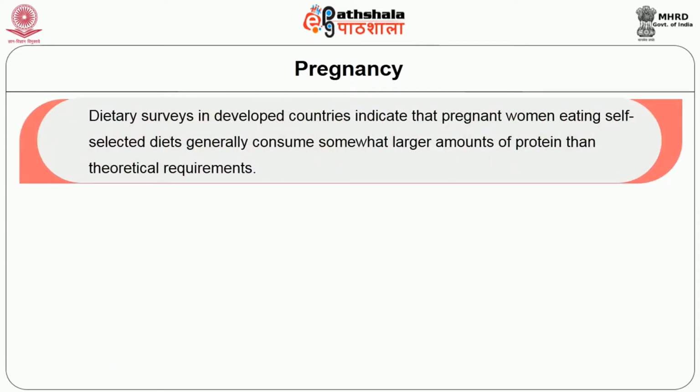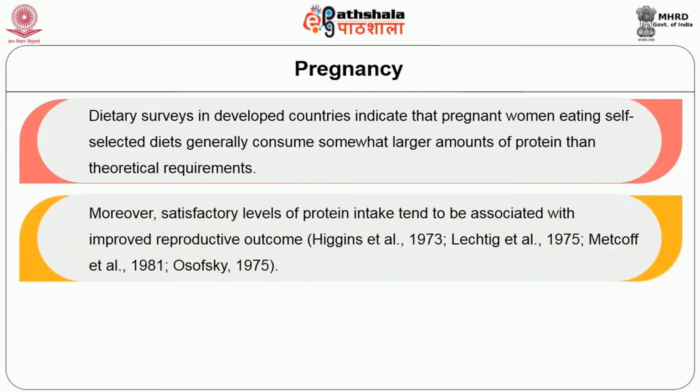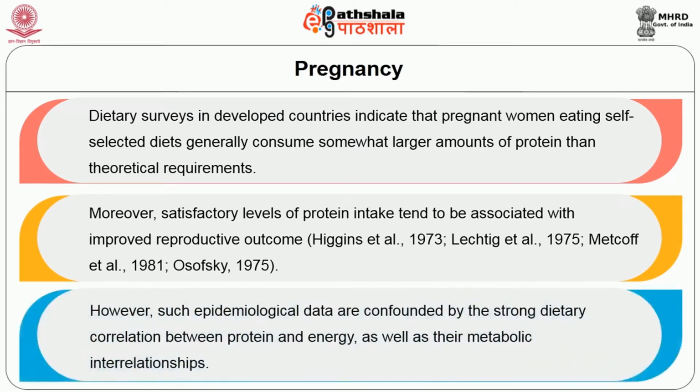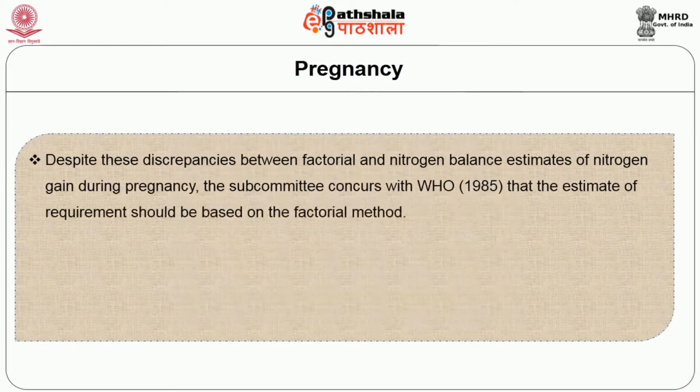Dietary surveys in developing countries indicate that pregnant women eating self-selected diets generally consume somewhat larger amounts of protein than theoretical requirements. Moreover, satisfactory levels of protein intake tend to be associated with improved reproductive outcomes. However, such epidemiological data are confounded by the strong dietary correlations between protein and energy as well as their metabolic interrelationships. Despite these discrepancies between factorial and nitrogen balance estimates of nitrogen gain during pregnancy, the subcommittee concurs with WHO 1985 that the estimate of requirements should be based on the factorial method.